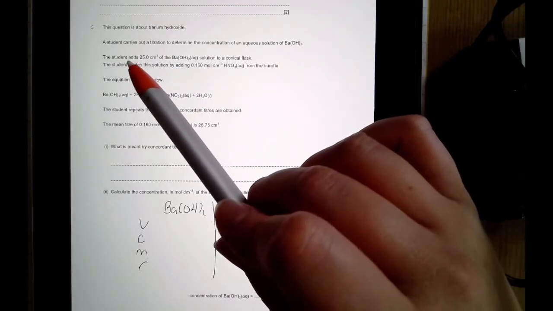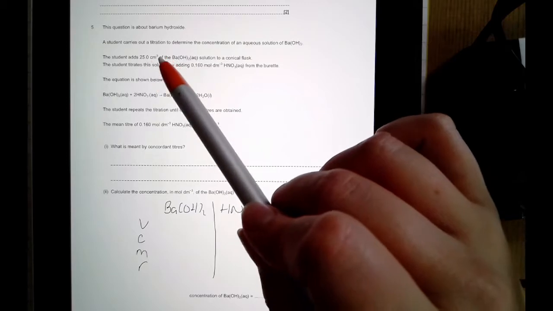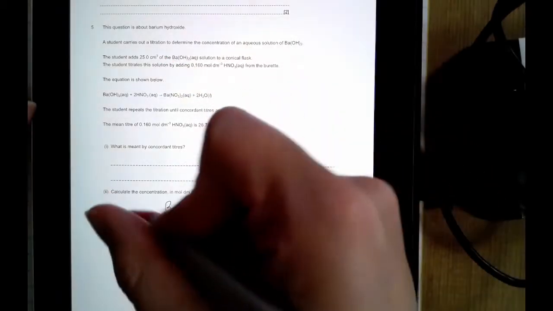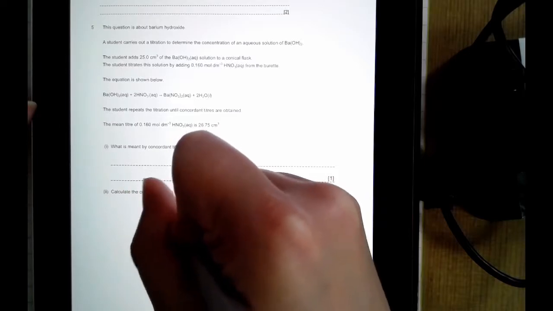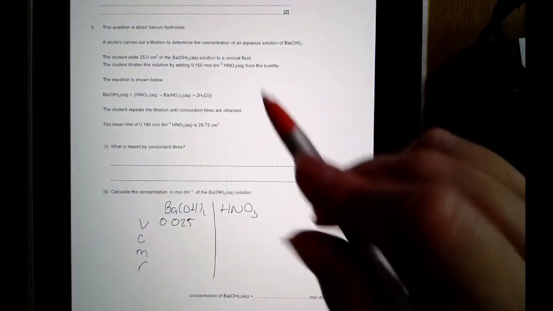So the first one, it says the student adds 25 centimeters cubed. So 25 centimeters cubed, that's a volume, and they're talking about barium hydroxide. So it's going to go here. When I'm filling the volumes into my table, I always convert them into decimeters cubed by dividing by 1,000.